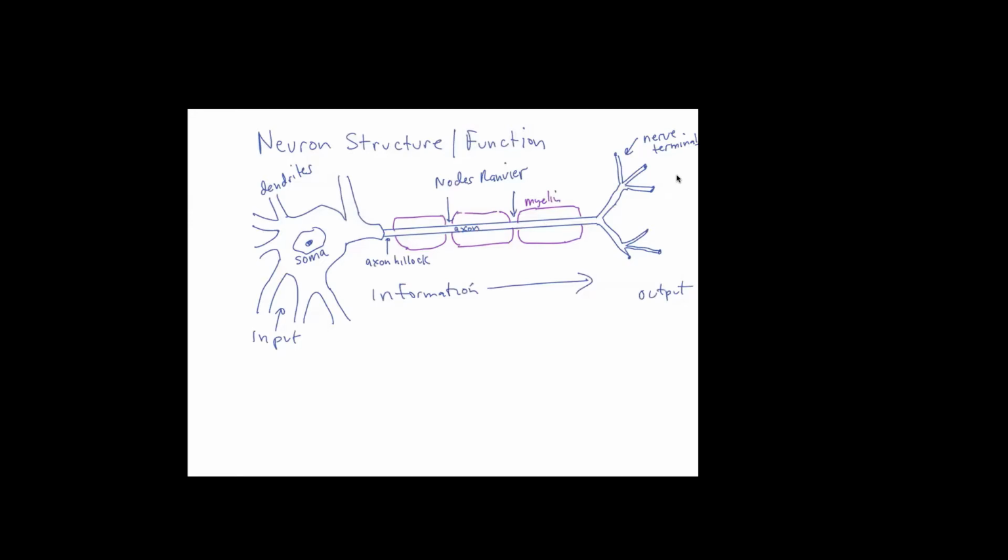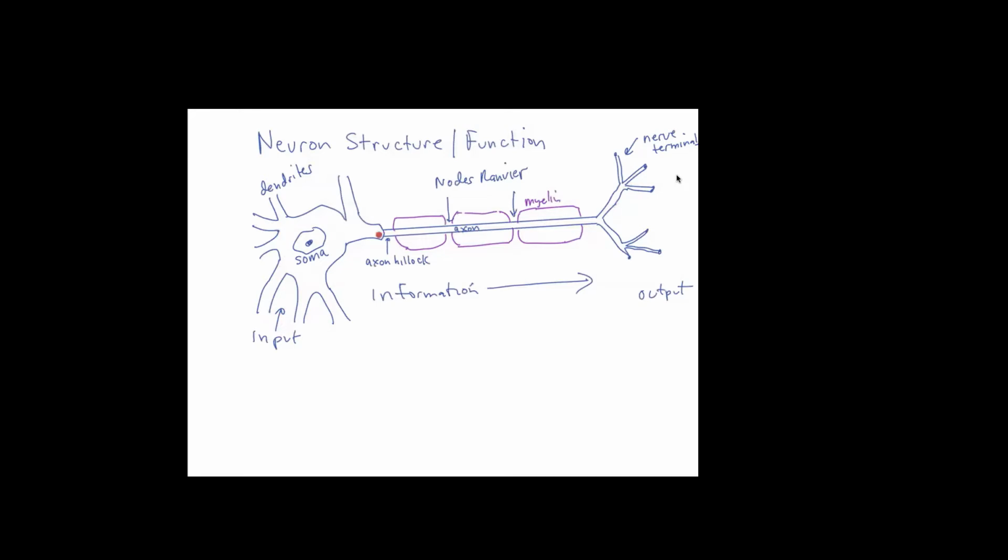So now we're going to talk about neuron structure and function. Remember, a neuron is one of the two important cells of the nervous system. And I want to just label some of these parts. We have the soma or cell body that's indicated here with the nucleus. We have these projections called dendrites where input of information comes in.